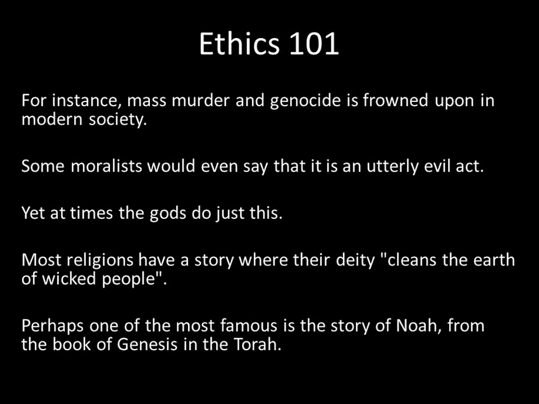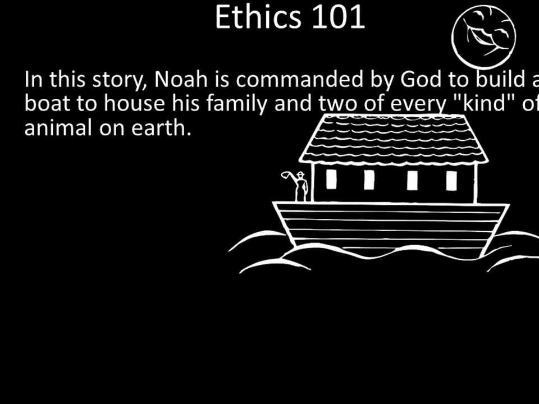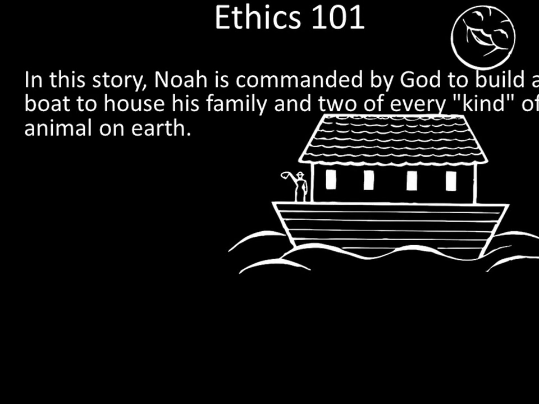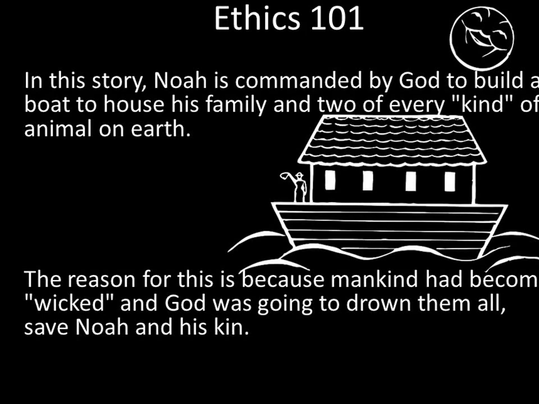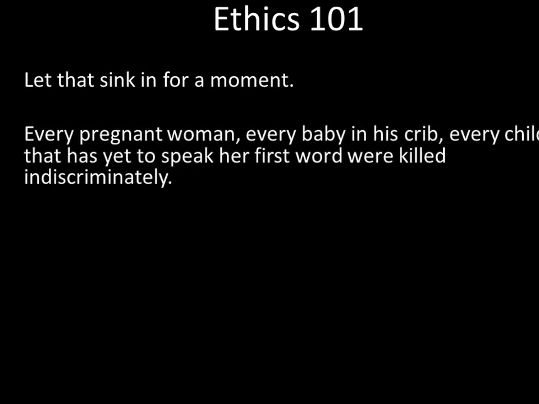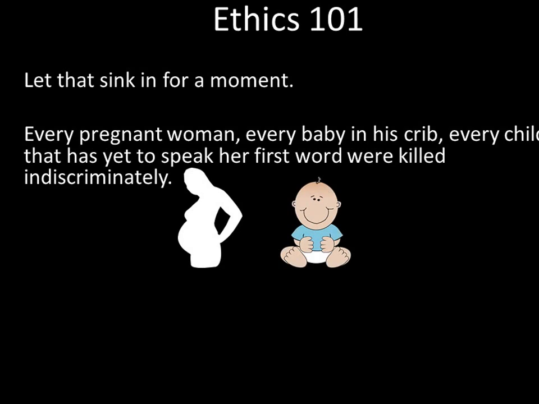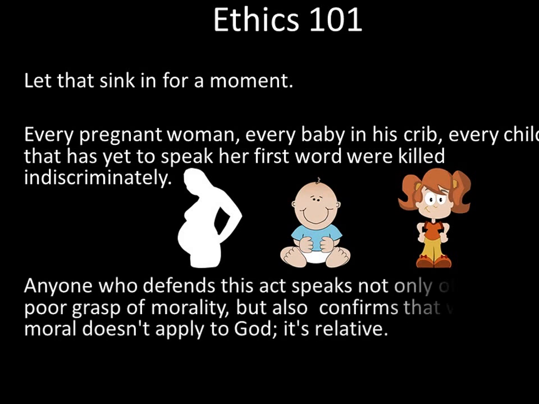Perhaps one of the most famous is the story of Noah, from the book of Genesis in the Bible. In this story, Noah is commanded by God to build a boat to house his family and two of every kind of animal on earth. The reason for this is because mankind had become wicked, and God was going to drown them all, save Noah and his kin. Let that sink in for a moment. Every pregnant woman, every baby in his crib, every child that has yet to speak her first word, were killed indiscriminately. Anyone who defends this act speaks not only of their poor grasp of morality, but also confirms that what is moral doesn't apply to God.